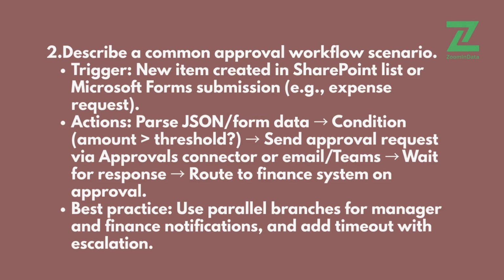Describe a common approval workflow scenario. Trigger: new item created in SharePoint list or Microsoft Forms submission, example expense request. Actions: parse JSON, form data. Condition: amount greater than threshold. Send approval request via approvals connector or email, Teams. Wait for response. Route to finance system on approval. Best practice: use parallel branches for manager and finance notifications, and add timeout with escalation.